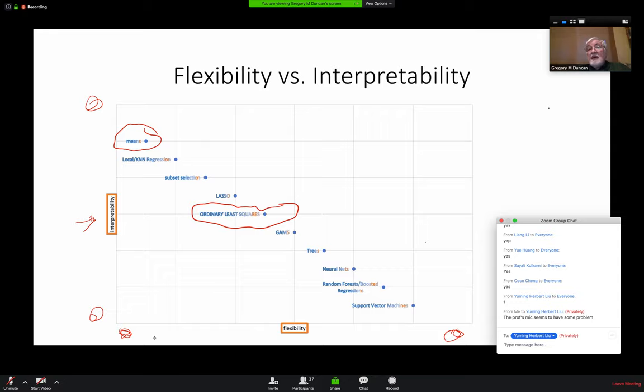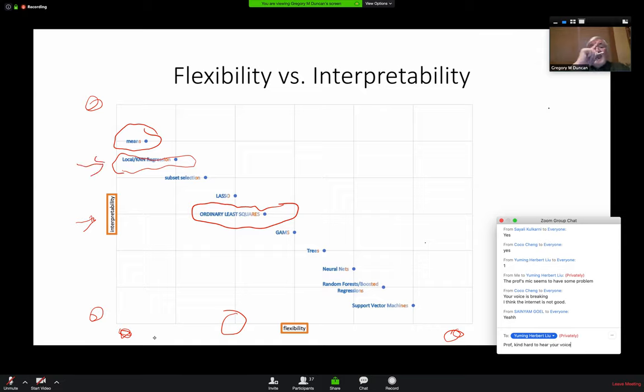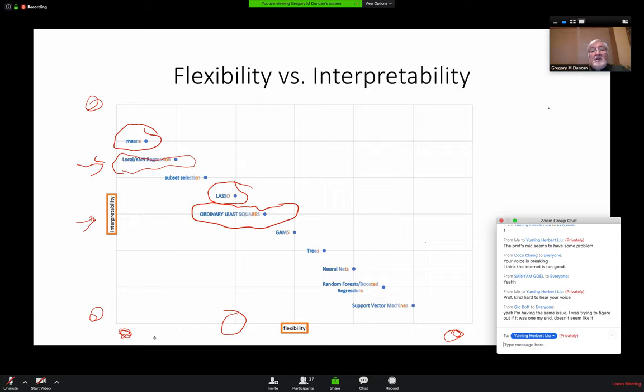Ordinary least squares is less interpretable than means. That's what you learn in your regression course. It's more flexible than means. We will learn next time about local regressions. We will find that they are more flexible, less interpretable. I'm not sure I really want this there. I'm going to move this to later on. We'll have something called the LASSO, which we're going to spend a lot of time with. This is going to solve a whole bunch of problems with ordinary least squares and other things.